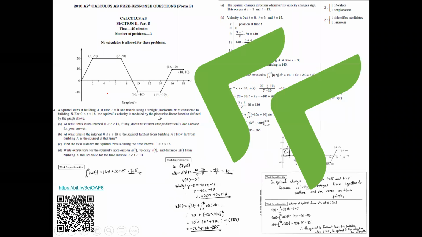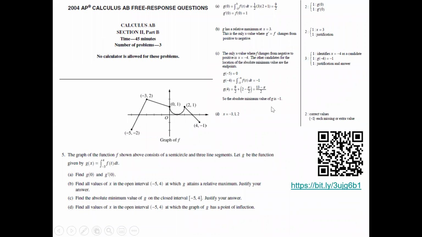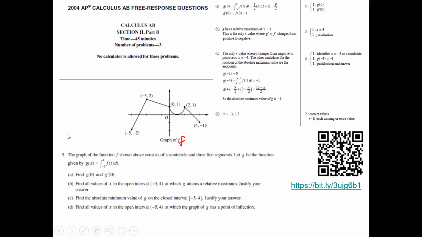All right, so today we're going to talk about a free response question in the no calculator portion of the 2010 free response, question number 4. I'm going to give you a minute to get acquainted with it. It says the graph of the function f shown above consists of a semicircle and 3 line segments. Let g be the function given by g of x. Notice that this is just a function of f, it's not f prime, so interpreting the graph might be a little different than it is with f prime.